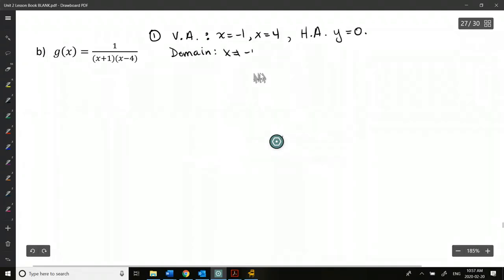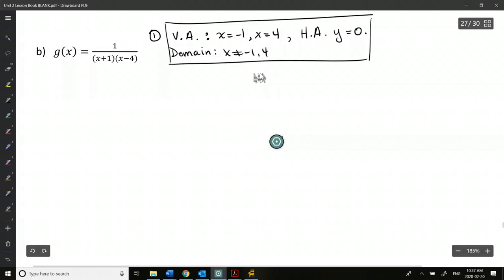Okay, so in your domain, x should not be equal to -1 and 4. So just keep that in mind as restricted values of your domain. It's just essentially the vertical asymptotes. Okay, so when we create our chart at the end of this, -1 and 4 are going to be in our chart.